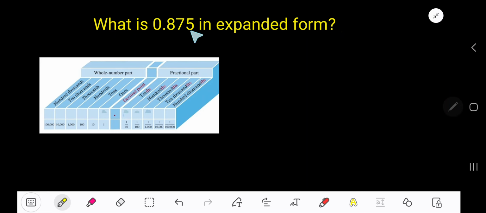What is 0.875 in expanded form? Expanded form means we have to write the place value of each digit with a plus sign. So look, 0.875, this is equal to the place value of 8.